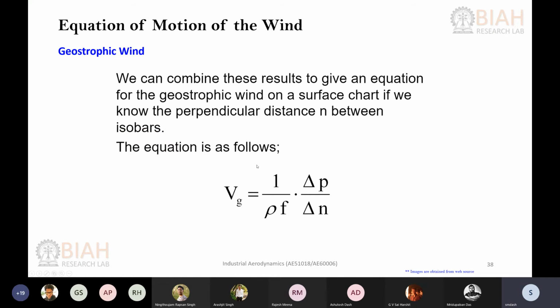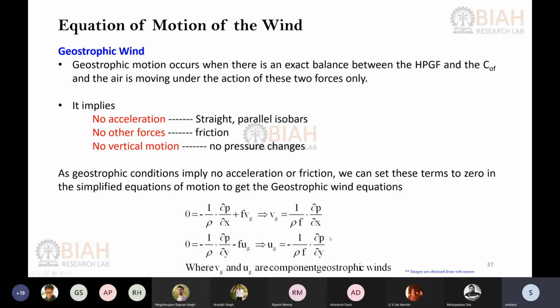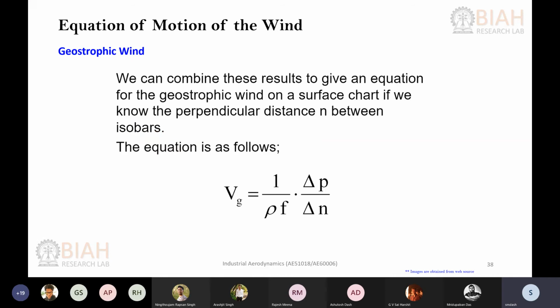Now, by looking at this equation, you can further say that if there are isobars in a certain direction, not in the xy direction but in another plane, and you know the pressure gradient between the two isobars and the distance between them in the normal direction, then you can simply find your geostrophic wind velocity using this form.